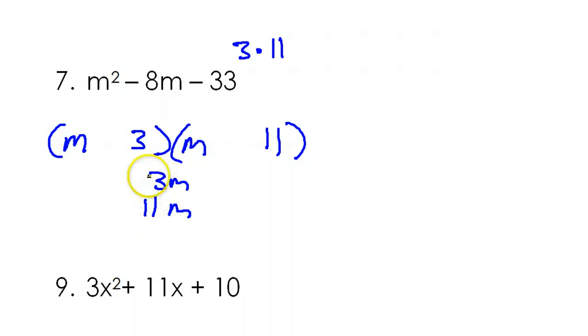Is there a way that I could choose the signs so that I will get a negative 8m in the middle? Well, 11 minus 3 is 8, so that gives me a lot of hope. If I have negative 11 and positive 3, that will give me negative 8m. So if I want a positive 3, there it is. And my negative 11, there it is. Now, will this give me negative 33? Well, yes, positive 3 times negative 11 is negative 33. That means that this is, in fact, the answer.